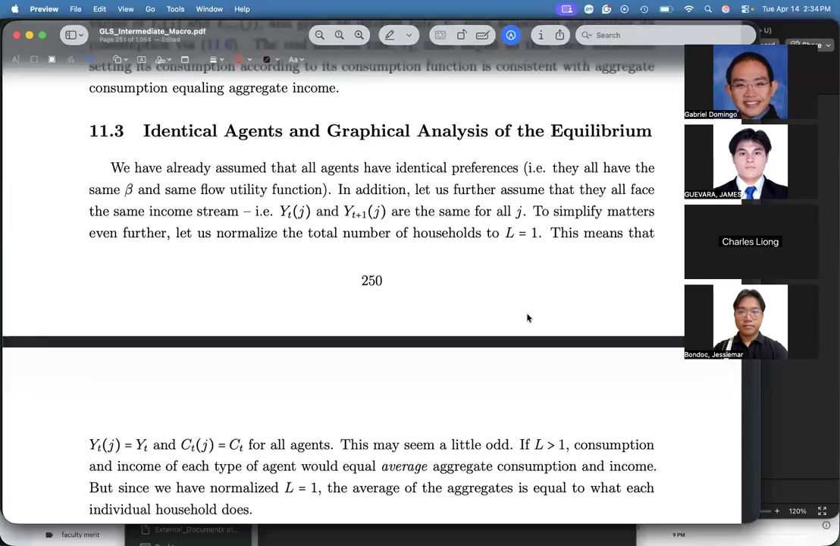Yes. All right, so now we are recording. We are now in 11.3, and we'll try to go to chapter 12 by the end of the hour and plus minutes. Okay.